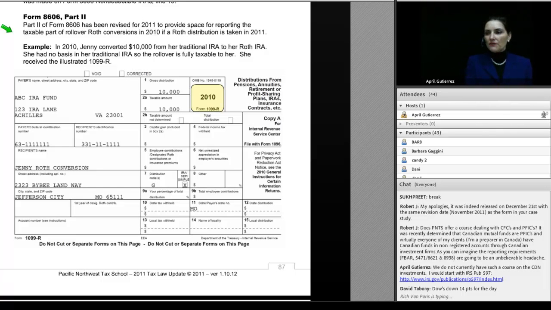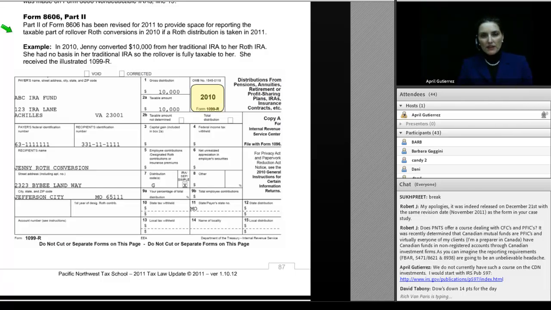You did a conversion from your IRA in 2010 to a Roth IRA, and by the way, it was also possible to do the conversions from 401ks to Roth IRAs. It wasn't only for IRAs, but you could also do it from simple plans and SEPs and from 401ks. Pretty much any of those tax-deferred accounts, it was possible to do that rollover.